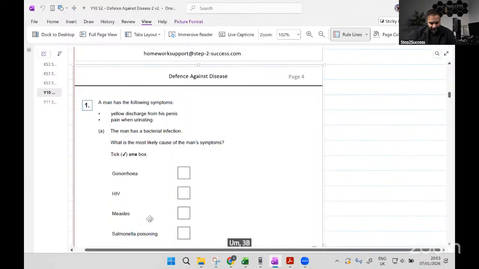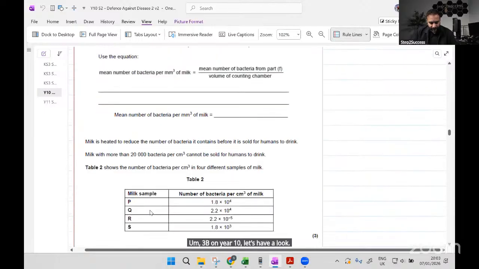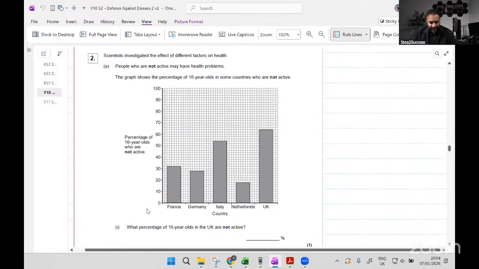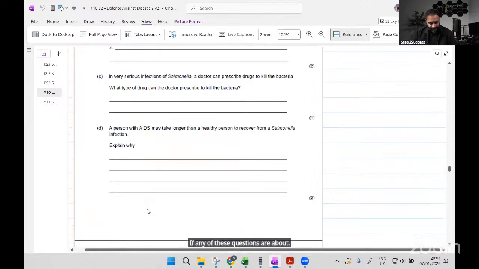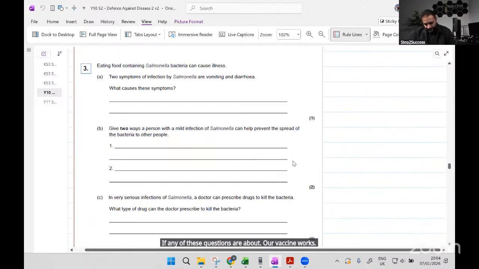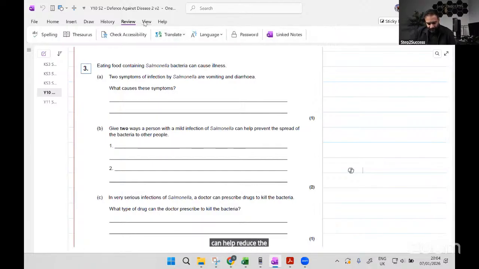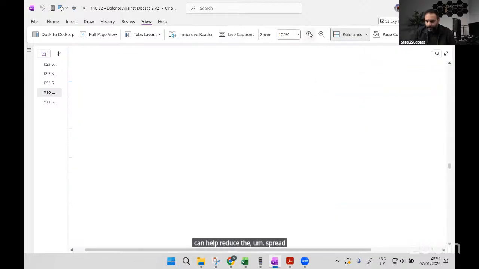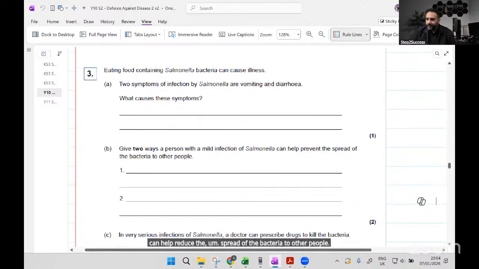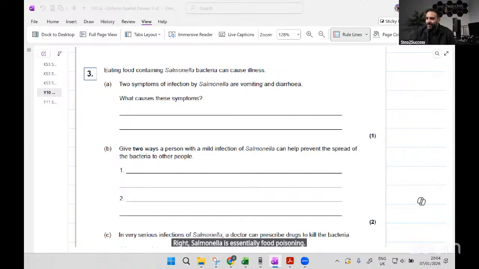3B on year 10. Let's have a look. If any of these questions are about how a vaccine works, give two ways a person with mild infection of salmonella can help reduce the spread of the bacteria to other people. Right, salmonella is essentially food poisoning, and it is caused by a bacteria.